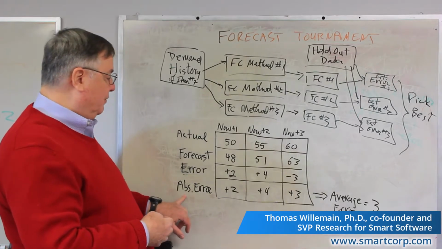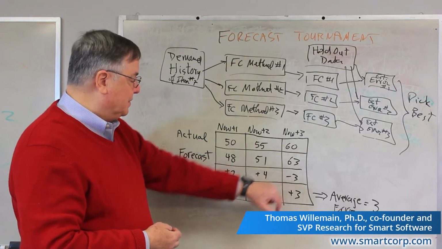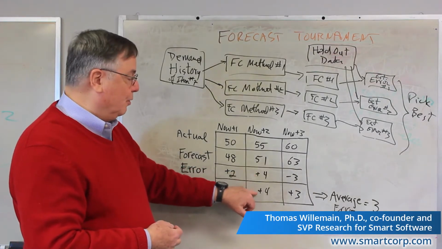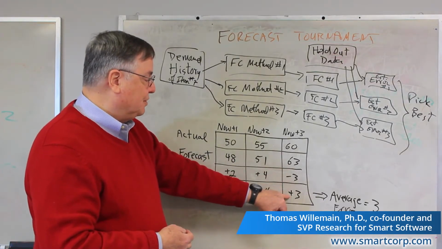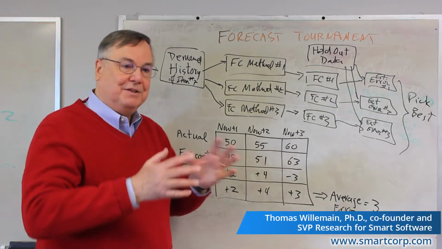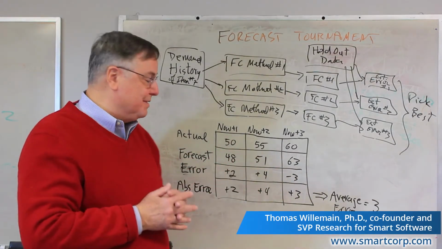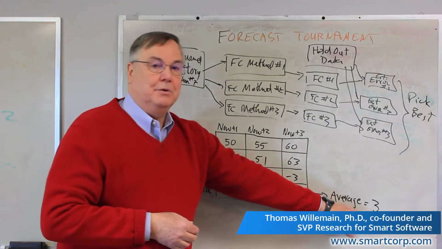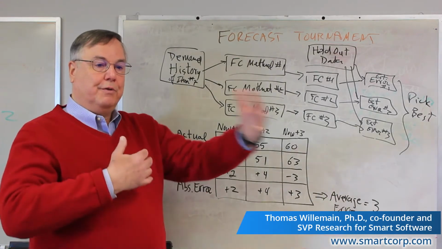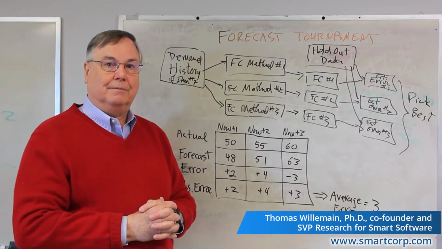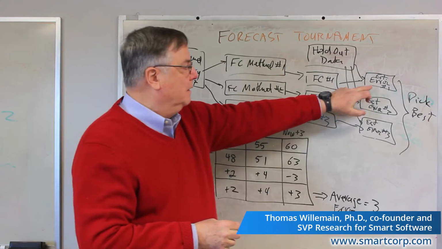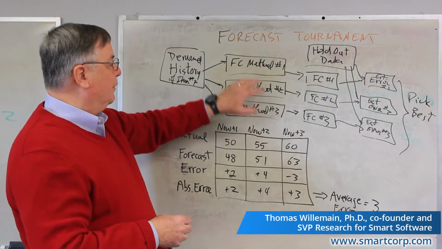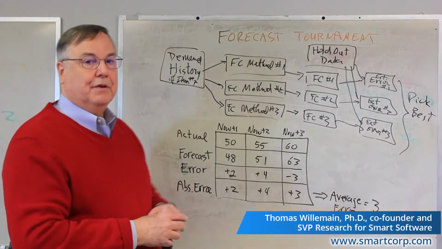And we take the absolute error, which means we ignore the minus signs. So plus 2 stays as plus 2, plus 4 stays as plus 4, minus 3 becomes a plus 3. We don't let this subtract and make the total error seem smaller than it is. And so a 2, a 4, and a 3 average out to a 3-unit error for that method over the 3-period forecast horizon. And that would be the error estimate which we would compute for each of the competing methods on this item.